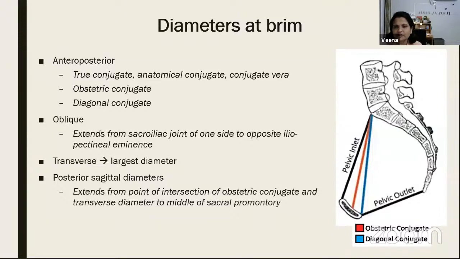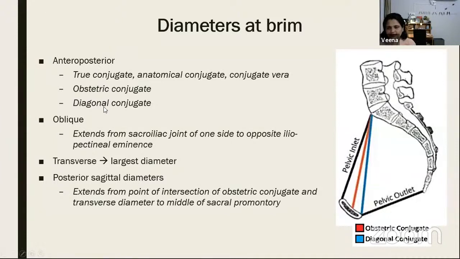What is the importance of diagonal conjugate then? Ma'am, that we can clinically assess diagonal conjugate. That is the only diameter which we can actually assess clinically. Obviously, we cannot reach the upper border of the pubic symphysis or the most prominent point. Basically, we can only assess the diagonal conjugate, and then we have a way of reducing the obstetric conjugate by subtracting 1.5 centimeters from the diagonal conjugate. That is how we know what the obstetric conjugate is.